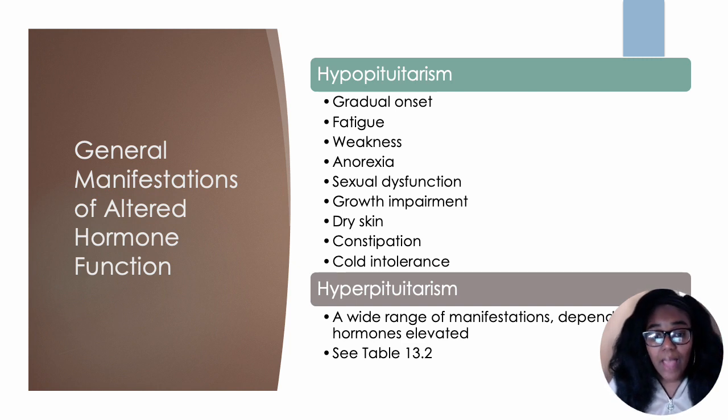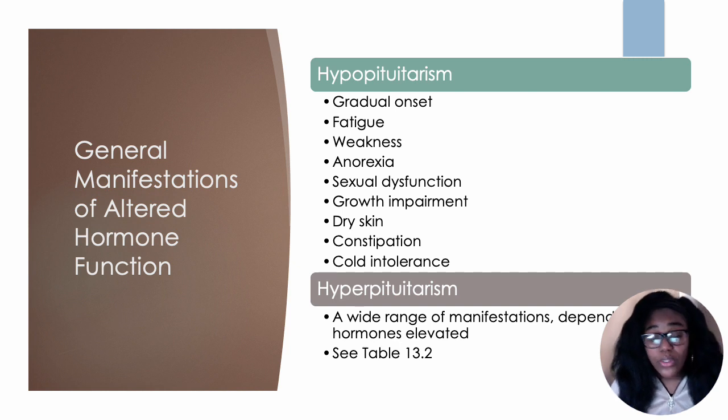hyperpituitarism. So hypopituitarism is just what it says. It's the lack of either function of your pituitary gland, and you have a gradual onset when it's affected. You'll experience fatigue, weakness, sexual dysfunction, anorexia, growth impairment, dry skin, constipation, and cold intolerance. And think about this. This is the gland that has all of the hormones, or majority of your body's hormones, that are stimulated from it.